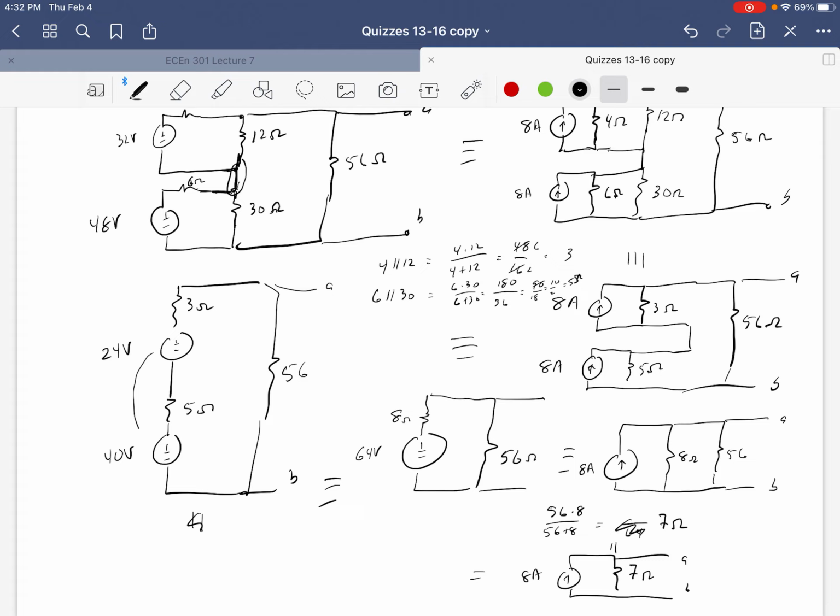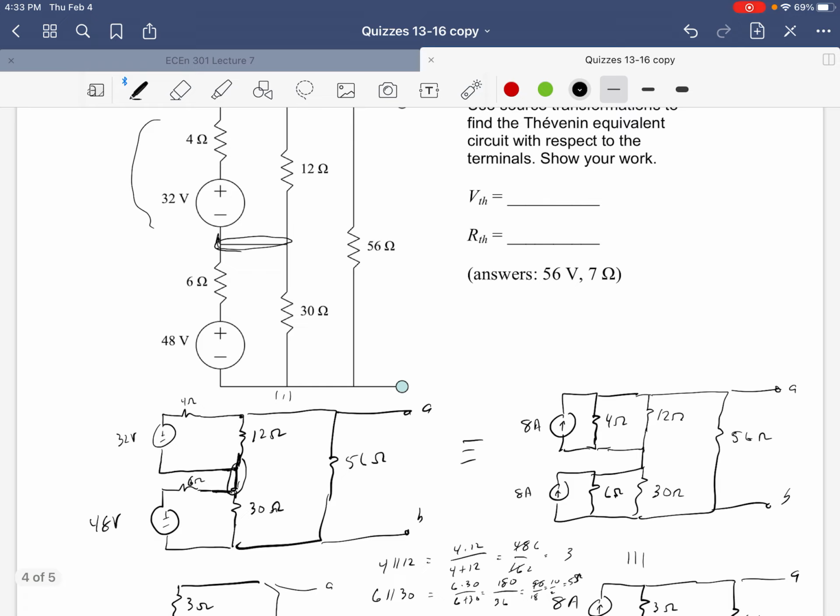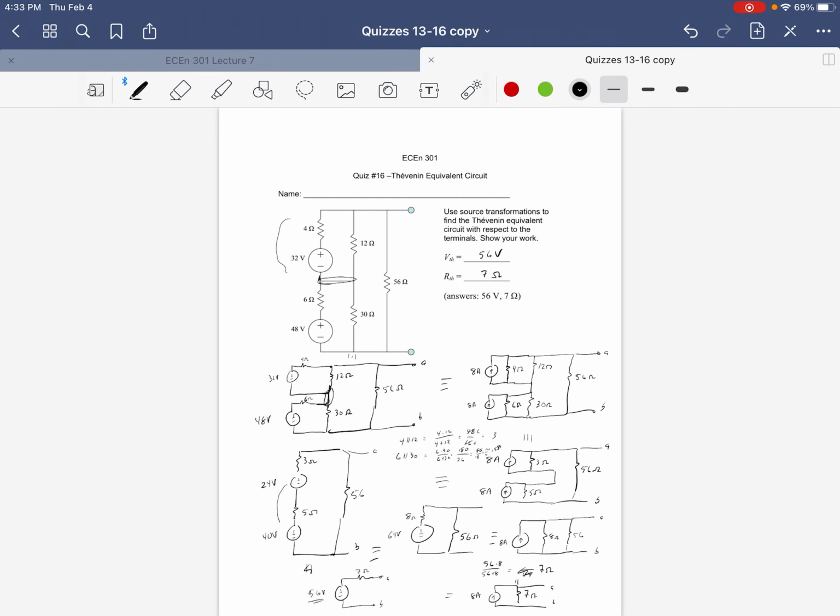A and B, and so we do a source transformation again, and this is going to be 8 times 7, so we're going to have our 56 volts, a 7 ohm resistor, A and B. Okay, so this is our Thevenin voltage and our Thevenin resistance. So this should be 56 volts, 7 ohms. All right, there's the way we do quiz number 16.